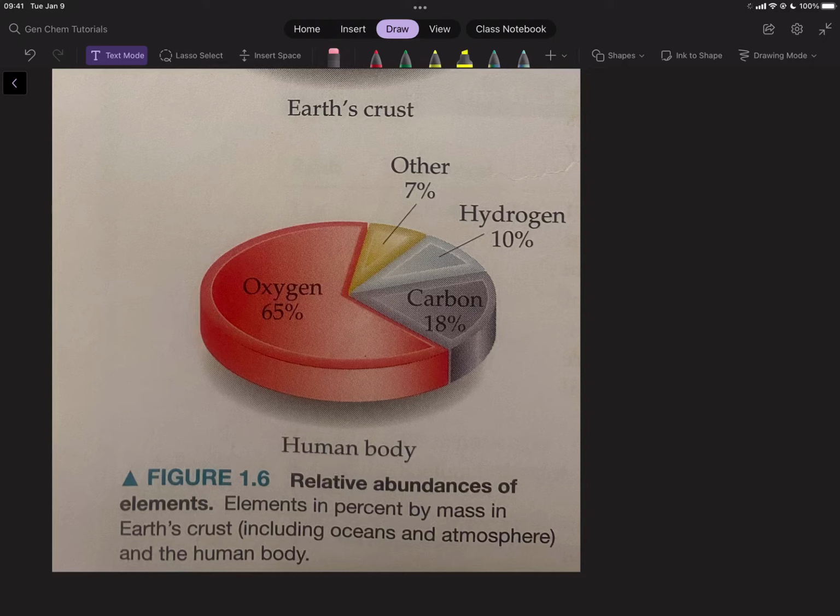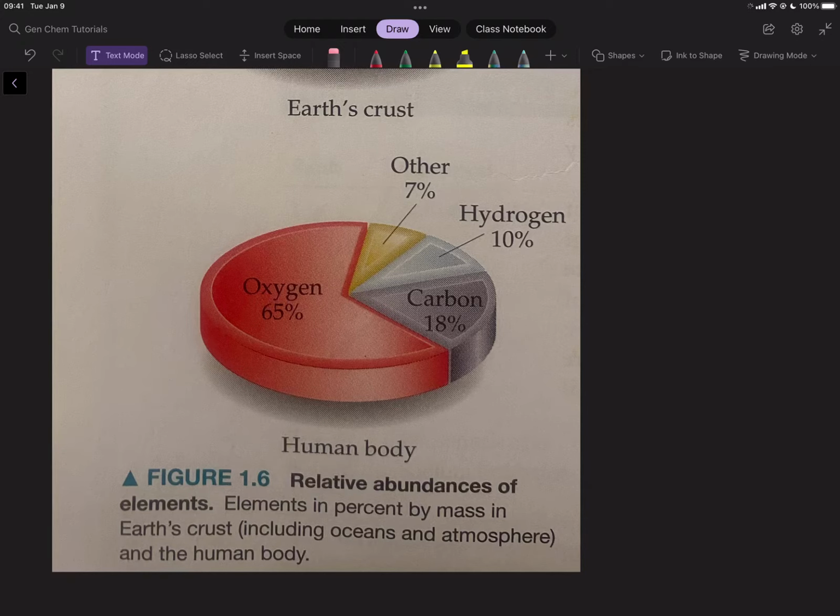And the figure title there: relative abundances of Earth's elements in percent by mass in Earth's crust. I didn't know that the crust included the oceans and atmosphere. I guess that's all of the water in the ocean, so that would account for a lot of oxygen as well as atmospheric oxygen, I suppose. I didn't know that was the geologic definition of Earth's crust.